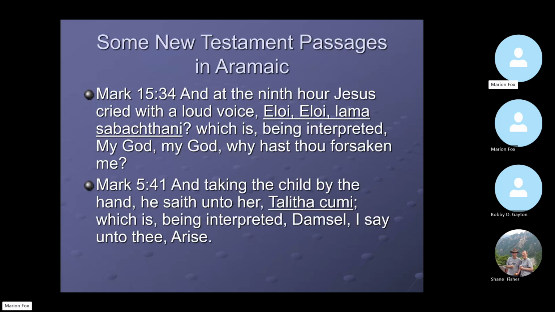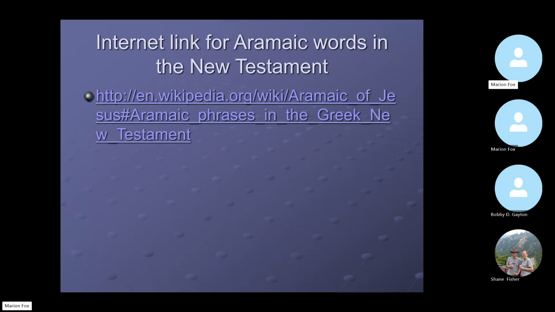In Mark 5:41, and taking the child by the hand, he saith unto her, Talitha cumi, which is being interpreted, because it's Aramaic, damsel, I say unto thee, arise. So he's telling her to arise. Again, it's transliterated into Greek in this case, and of course we read it in English. Okay, so it's interpreted for us.